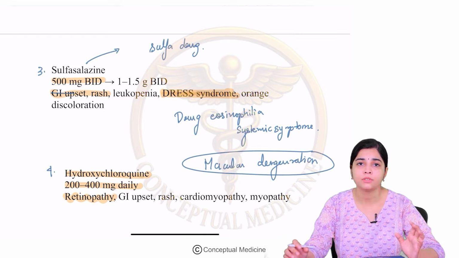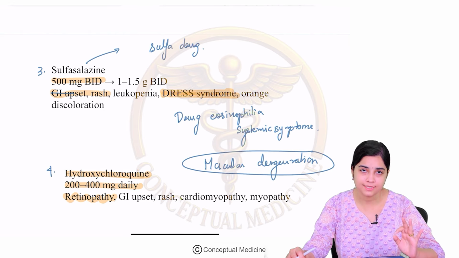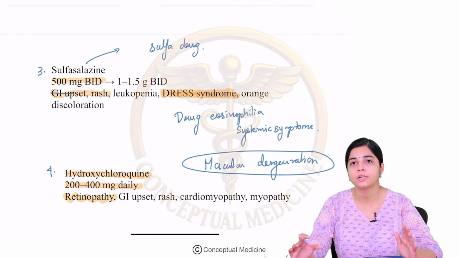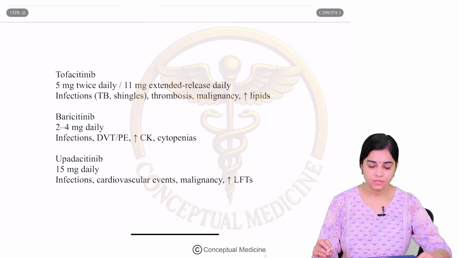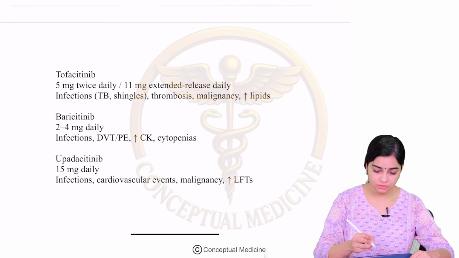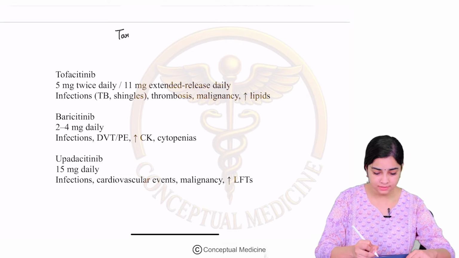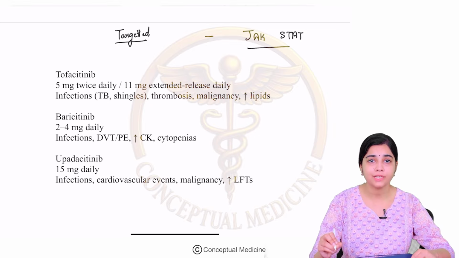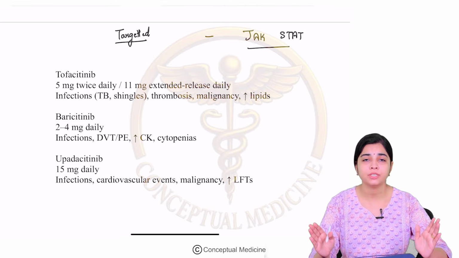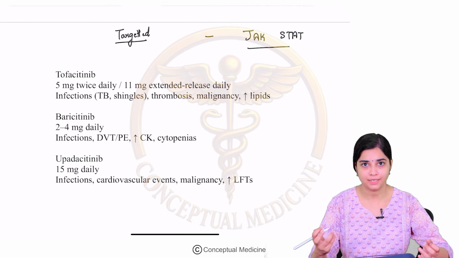So this is about your conventional DMARDs. So remember Methotrexate, Leflunomide, sulfasalazine and hydroxychloroquine. You do not have to remember all the doses, remember the major side effects of these drugs. So the next group of drugs that we come to is your targeted synthetic DMARDs. So what do they target here? Here they target the main pathway, which is the JAK-STAT pathway. Okay, so we have JAK inhibitors, which are part of your targeted synthetic DMARDs, which form the second line treatment in the management of RA.